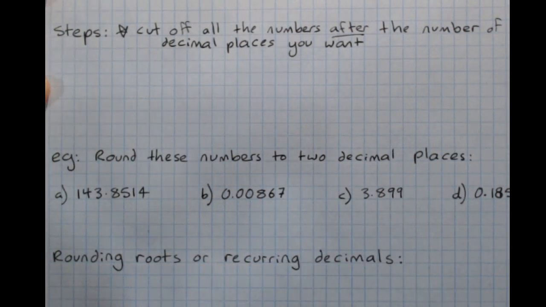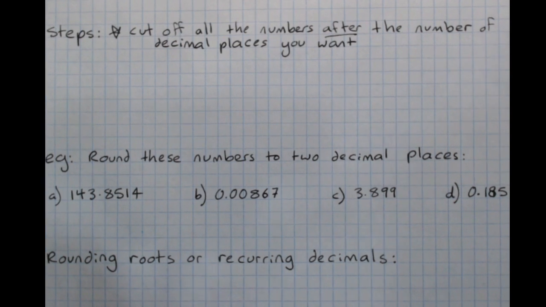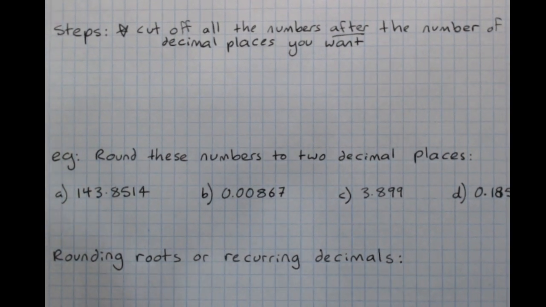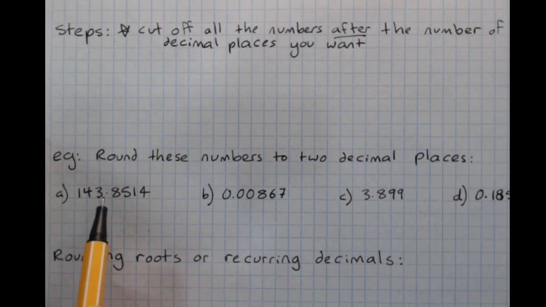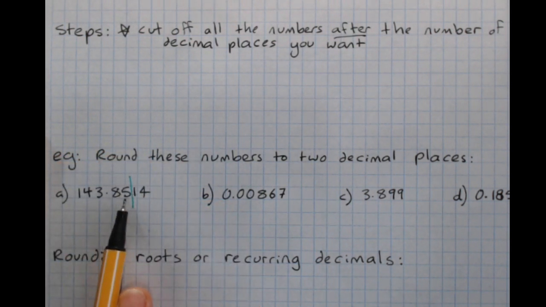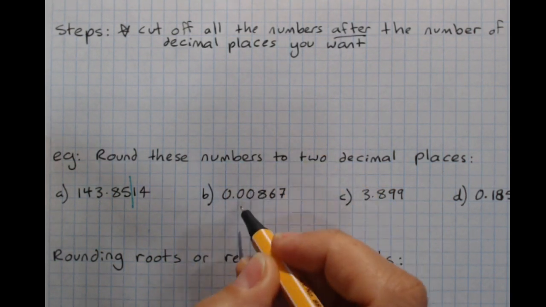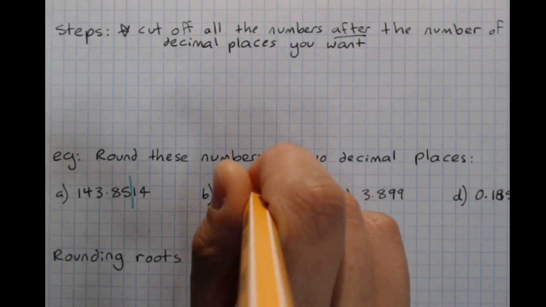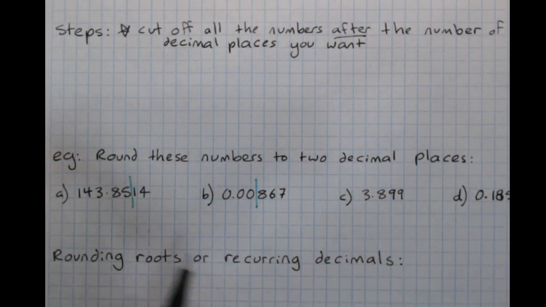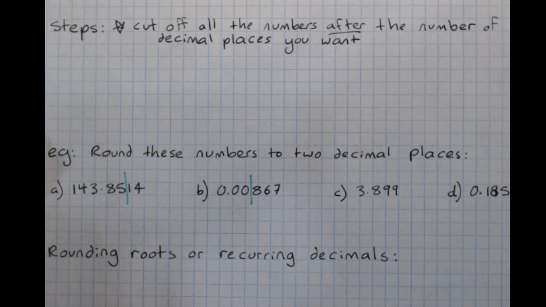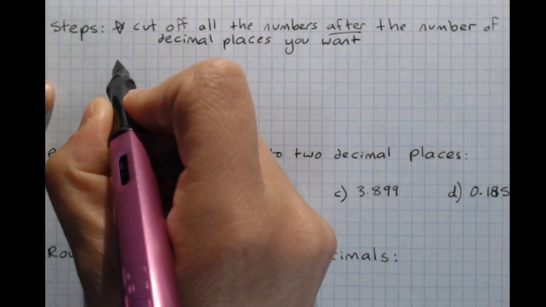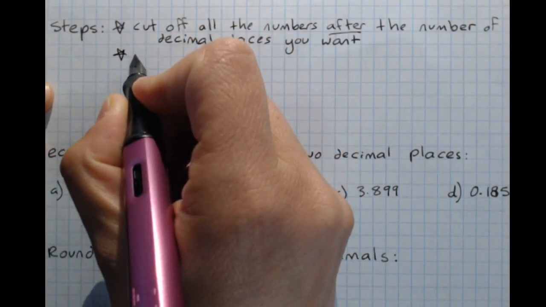My first step is cut off all the numbers after the number of decimal places you want. So 143.8514 to 2 decimal places, cut it off after 2 numbers after the decimal point. 0.00867, 2 digits after the decimal point, cut it off. We'll come back to these ones. Next step, look at the first number we cut off. That's the only one we care about, and we call it the critical digit.